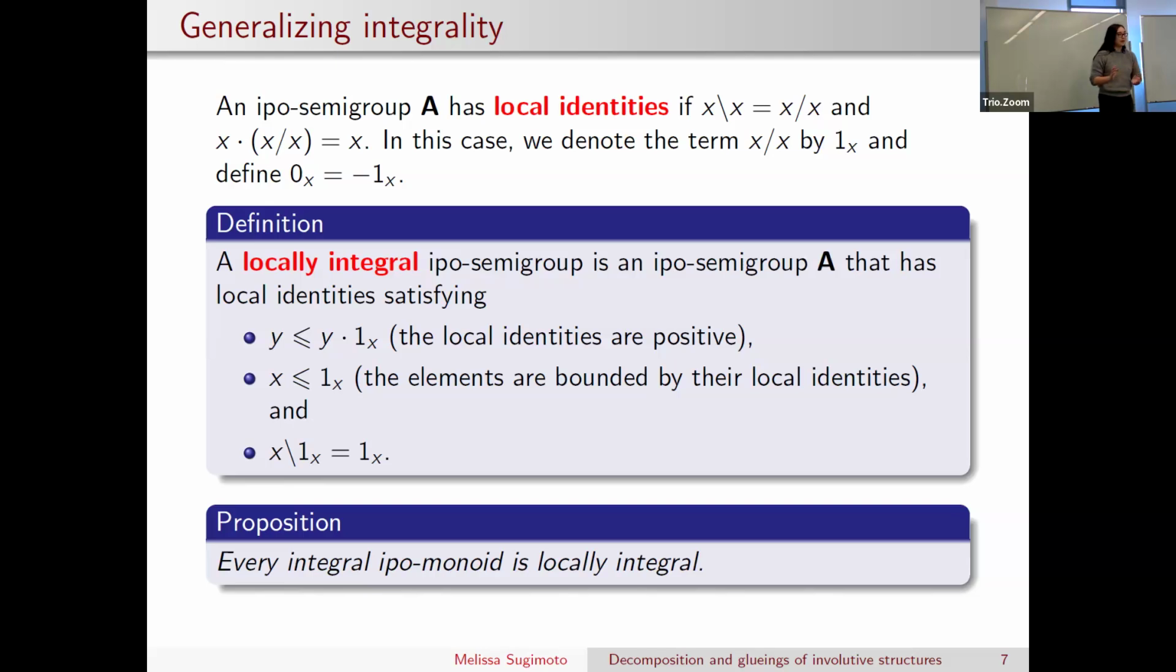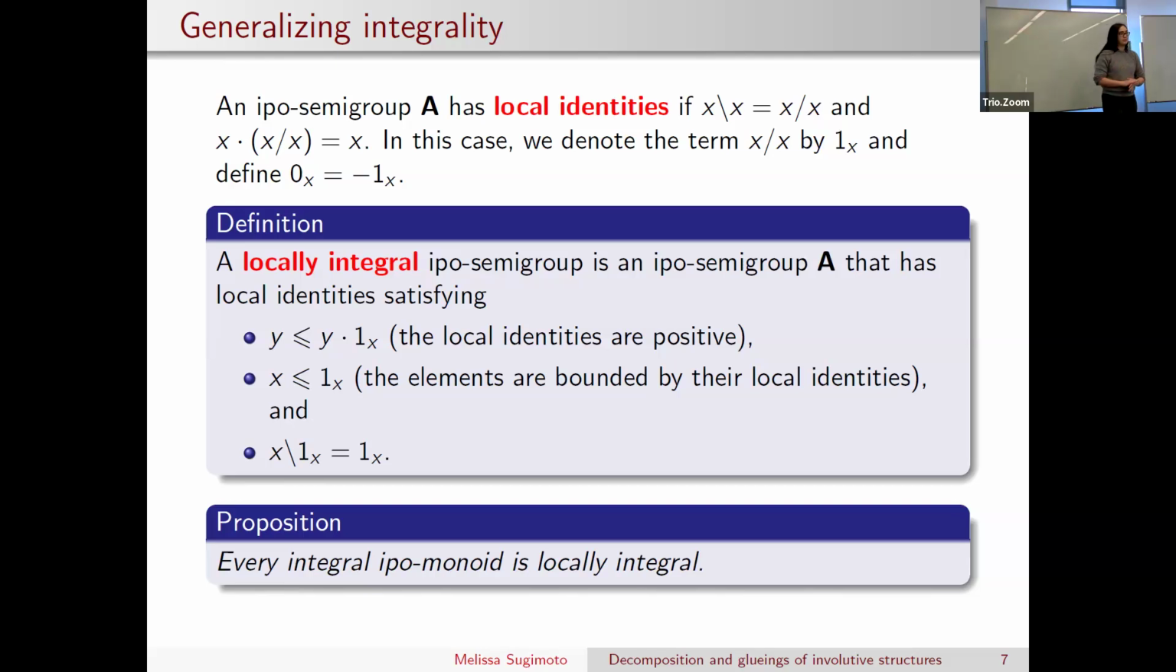And to be more compact and to also be suggestive of identities, we call the term x over x 1x. And then we can define a term called 0x just by taking the minus of that again. So this is having local identities. This isn't quite what we're talking about when we say we want something that's locally integral. So we define locally integral by adding a few more conditions. We say that our ipo-semigroup is going to be locally integral if, of course, it is an ipo-semigroup. We also want it to have those local identities, so those elements that look, if you zoom in on small pieces, like they are identities.